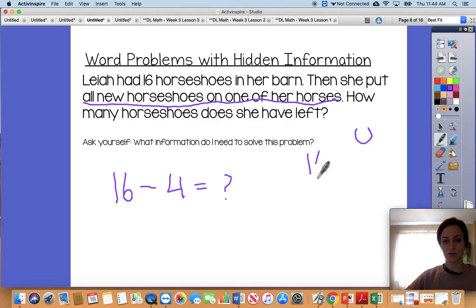16 minus 4, if it helps you to write them on top of each other, that's fine. 6 minus 4 is 2. 110 minus no tens is 110. So she still has 12 horseshoes left over.